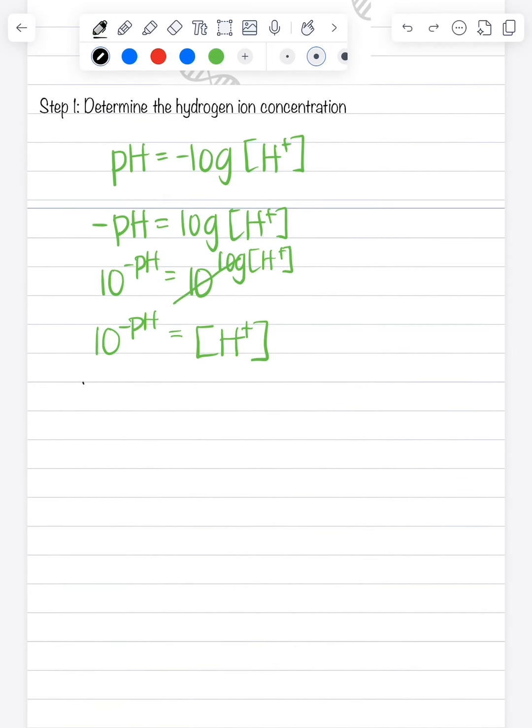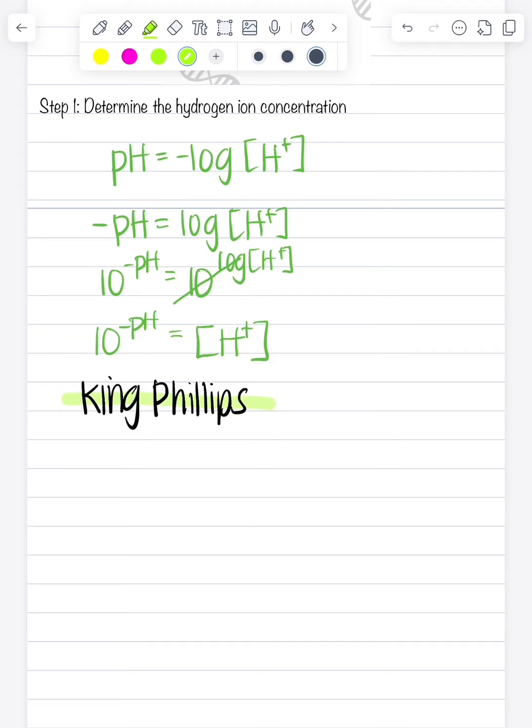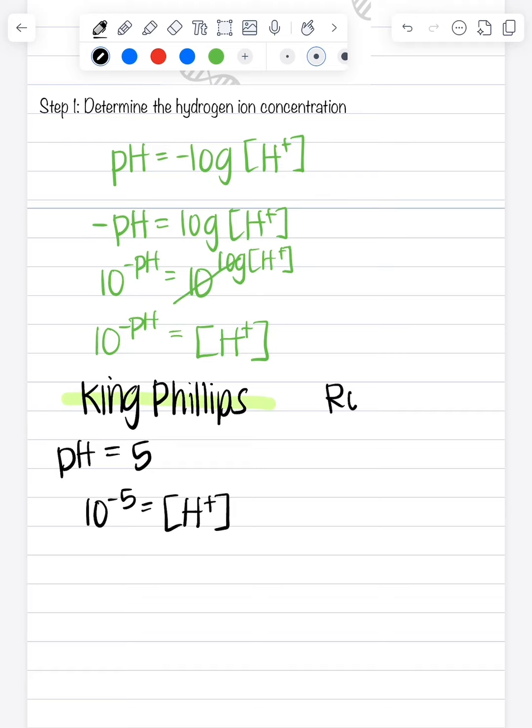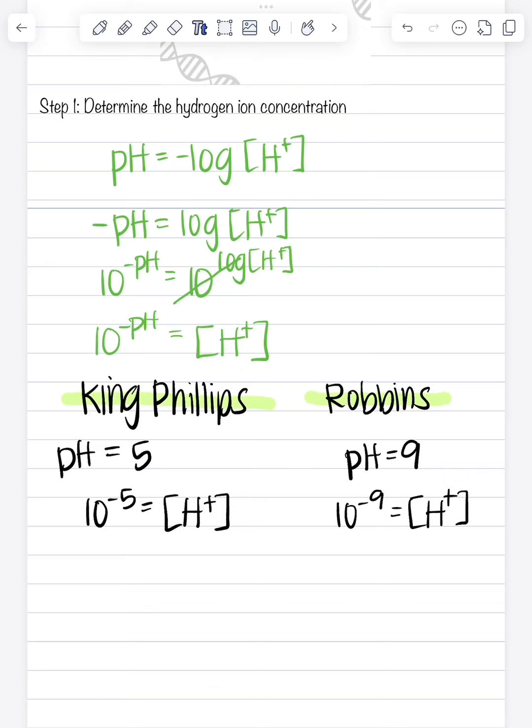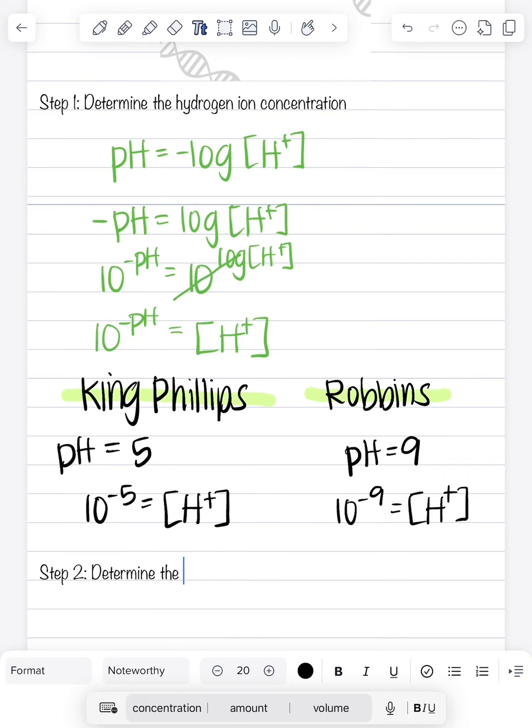So now let's look at the different environments. In King Philip, we see that we have a pH of 5. Give me a second, we're highlighting. So pH of 5 means our hydrogen ion concentration is going to be 10 to the negative 5. If we look over at Robbins, we see that the pH is 9, and so that tells us the hydrogen ion concentration is 10 to the negative 9.